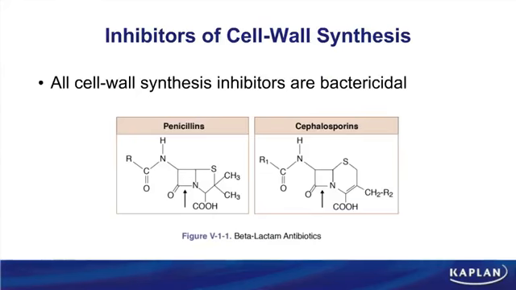We're going to start with our cell wall synthesis inhibitors. Again, this is the largest group of drugs because it includes all of the penicillins and all of the cephalosporins. The structure of these drugs is shown right here.